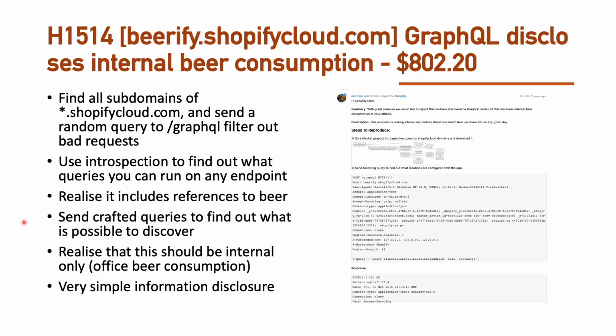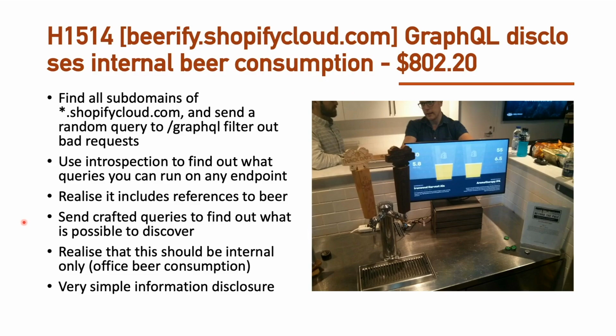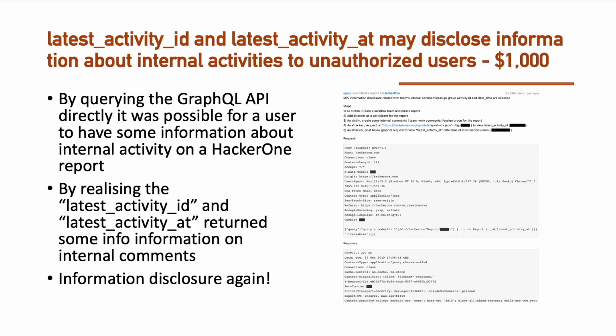Subdomain, find out what subdomains are out there, see if they have a GraphQL endpoint, introspect the GraphQL endpoint, do some kind of crafted queries to understand it. And this is what it ended up powering, these screens. I think it's like their own little pubs. You could pull that down to get beer out of them. And then this would show them whether or not they need to refill the beer. But I thought that was a really fun kind of bug.